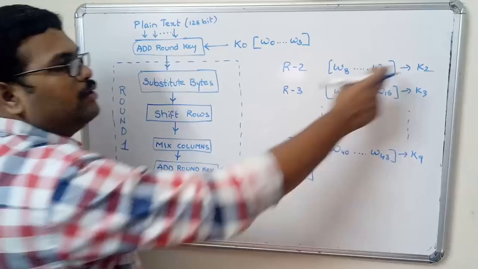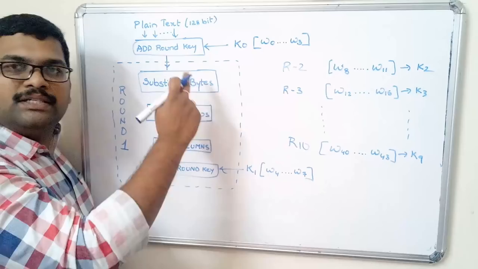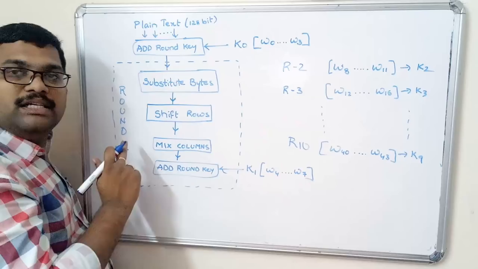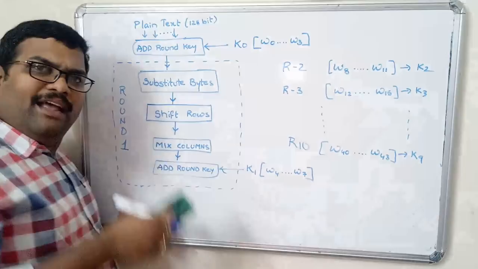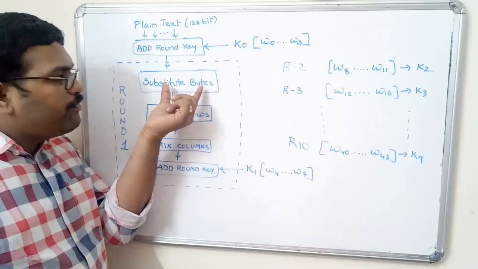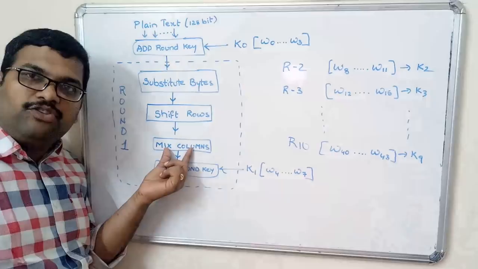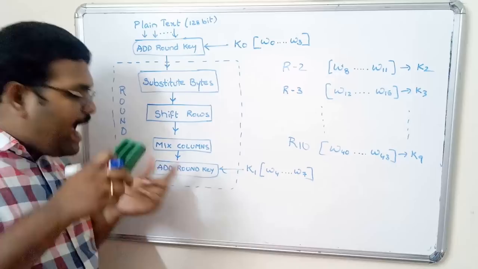So this is the single round function in the AES algorithm. We have to process this round function 10 times, that means 10 rounds. In each and every round, the first step is applying the substitute bytes, the output from substitute bytes will be given to shift rows, the output from shift rows will be given to mix columns, and the output from mix columns will be given to add round key. By adding this round key, the first round will be completed.